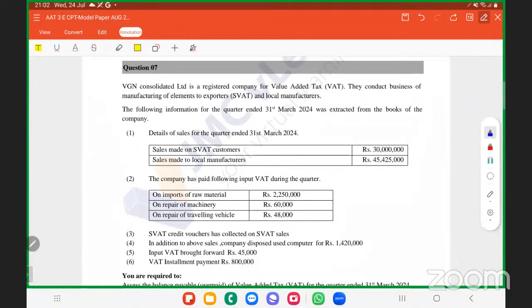So VGN Consolidation Limited is a company registered for value-added tax. They conduct a business of manufacturing elements for exporters, that means they mainly make their sales to exporters, and also to local manufacturers. The company information for the quarter ended 31st March 2024 was extracted from the books of the company. So details of the quarter ended 31st March 2024 are given, right?